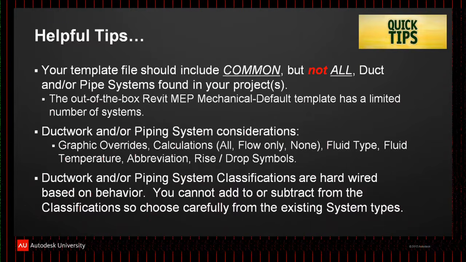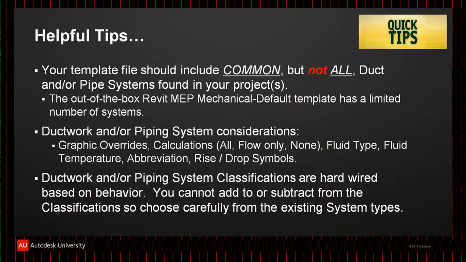The other thing you're going to look at is graphic overrides, calculations, the fluid type. We talked about fluid type. Fluid temperature, we talked about that. The abbreviation, rise, drop. And as I mentioned, the key component to this is the ductwork and piping system classification. So we have trained everybody that if you're going to create a system, make sure you use the correct system classification. In the out-of-the-box template, you have hydronic supply, hydronic return, supply, return, exhaust, sanitary, vent, and a few other things.